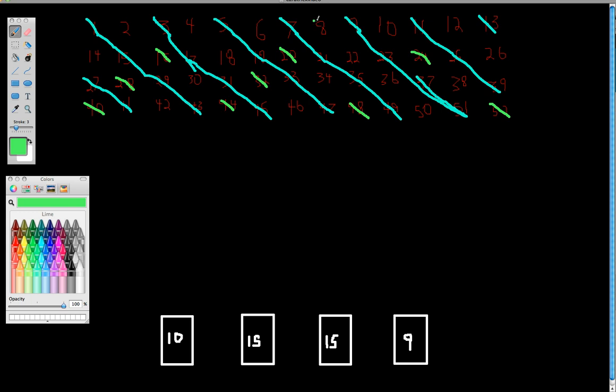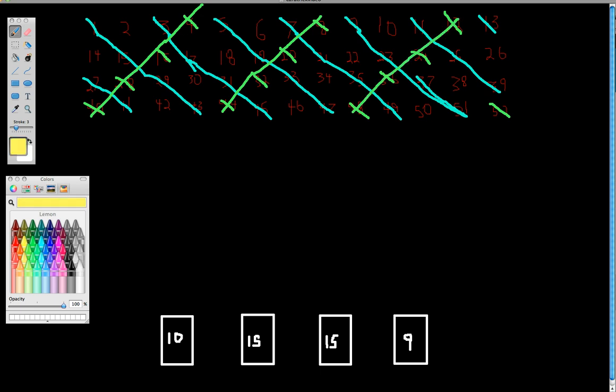32, 8, 36, 12. Okay, so it's almost like opposite diagonals here, alternating. Okay, so all those numbers are eliminated.